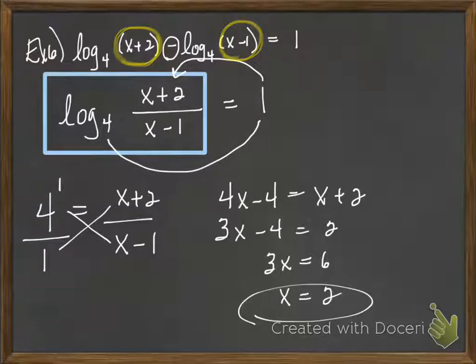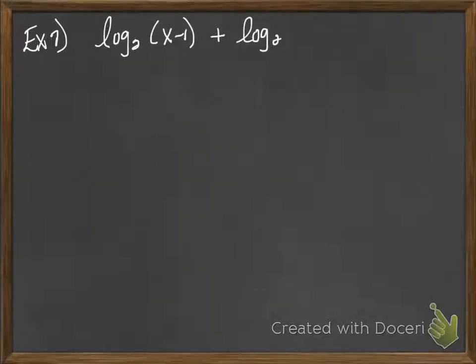All right, 3 more. Everybody got 6? Everybody good? All right, 7. Log base 2 of x minus 1 plus log base 2 of x plus 1 is equal to 3.